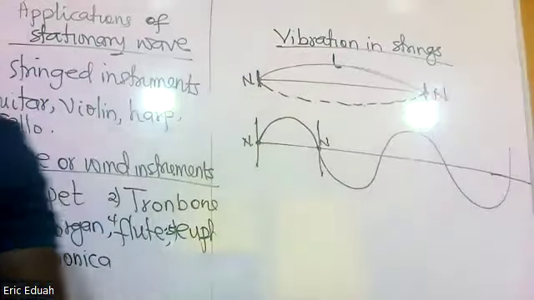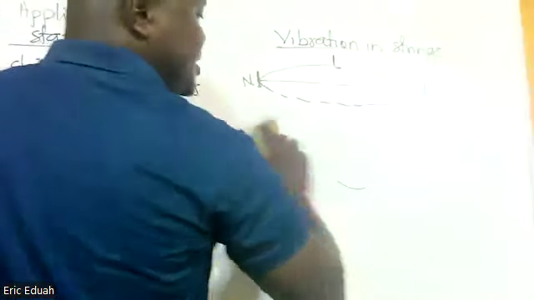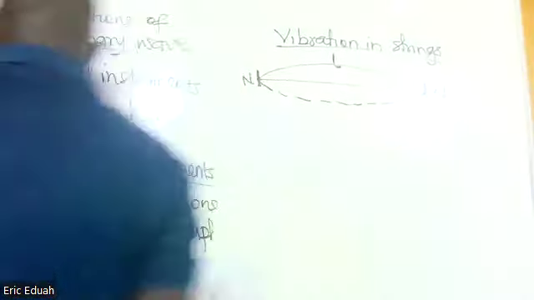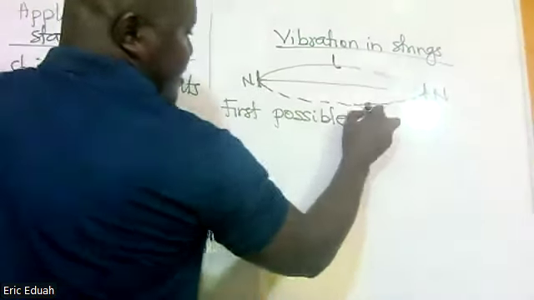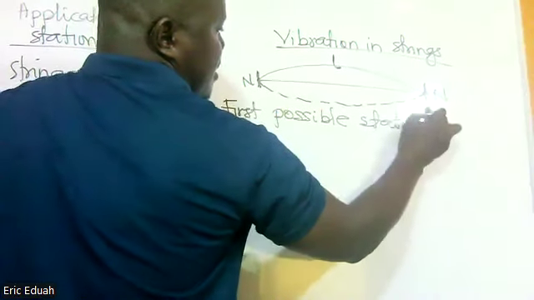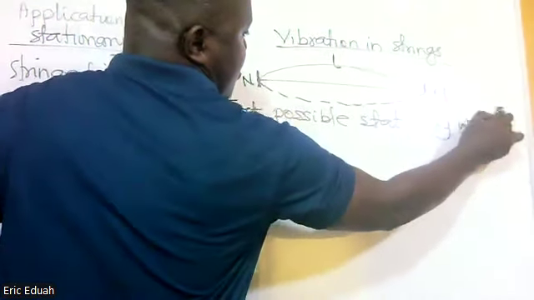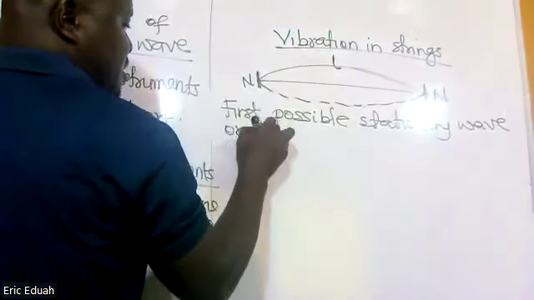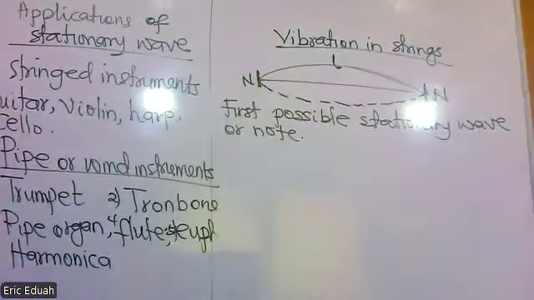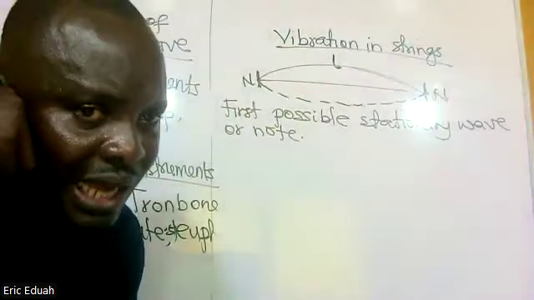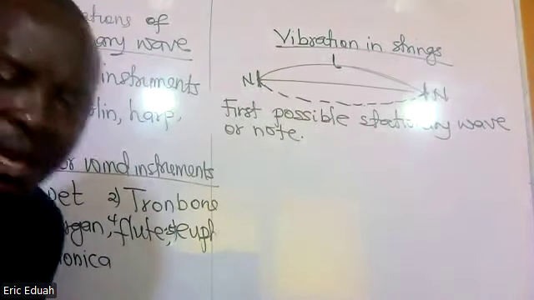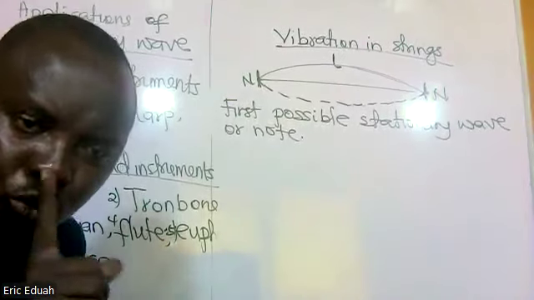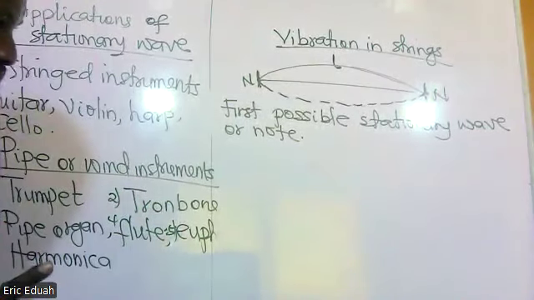So this will be the first possible stationary wave or note. Now, this first possible stationary wave is part of that continuous sound that was heard. So we call this the first note or tone, basic tone.